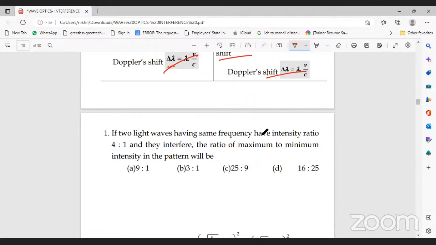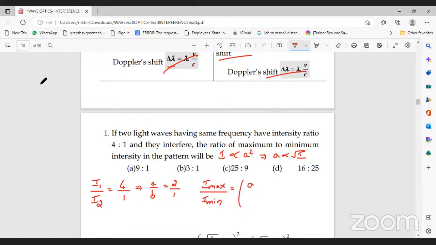Look at the first problem. Two light waves having the same frequency have intensity ratio 4:1 and they interfere. The ratio of maximum to minimum intensity in the pattern will be? If the intensity ratio is 4/1, can you tell me the amplitude ratio? 2/1, no? Yes, sir. Because intensity is directly proportional to the square of the amplitude, so amplitude is directly proportional to the root of intensity.